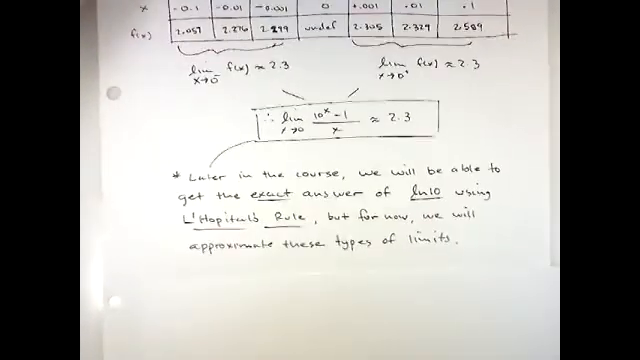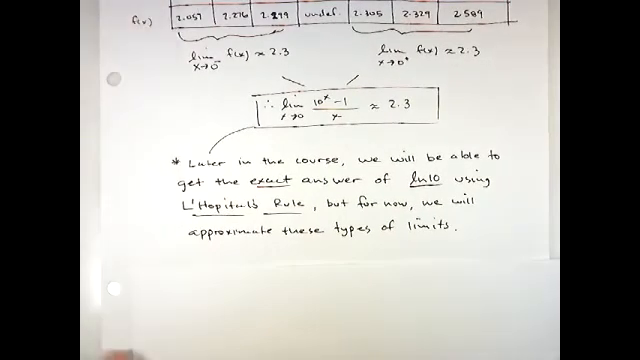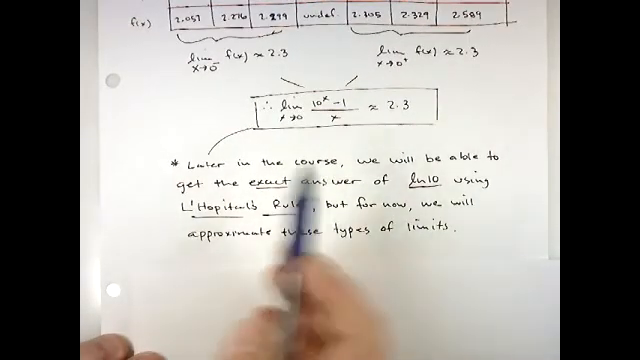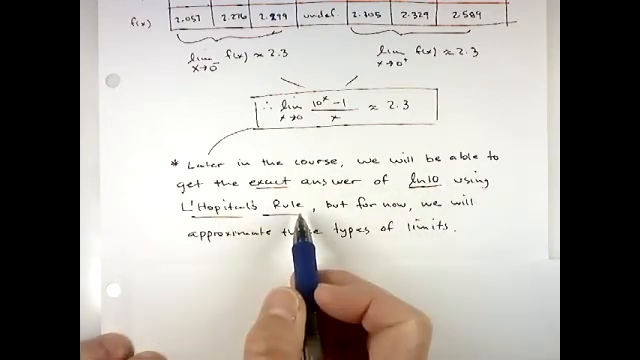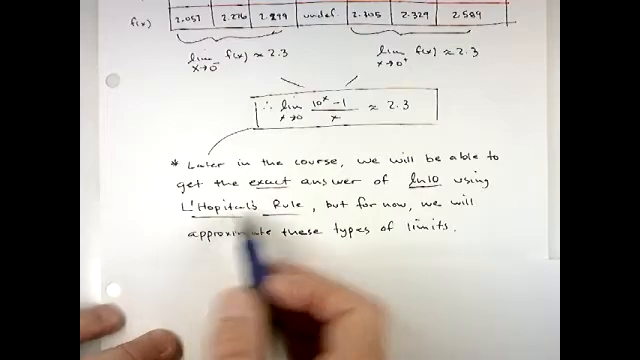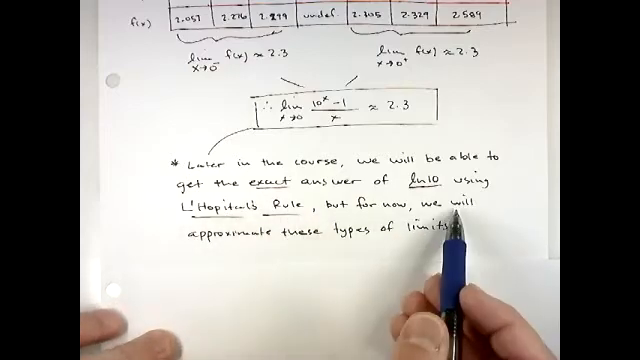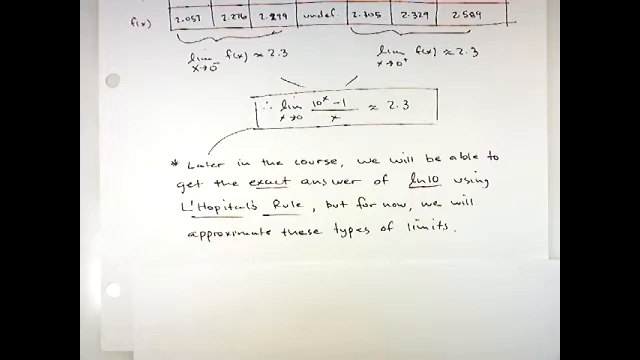Again, later on in the course, we will find a way to get the exact answer, which actually is going to end up being ln of 10, using something we call L'Hopital's rule. That involves derivatives, which we're not there yet. We're going to learn that later on. So for now, we're going to have to approximate these limits using a calculator.